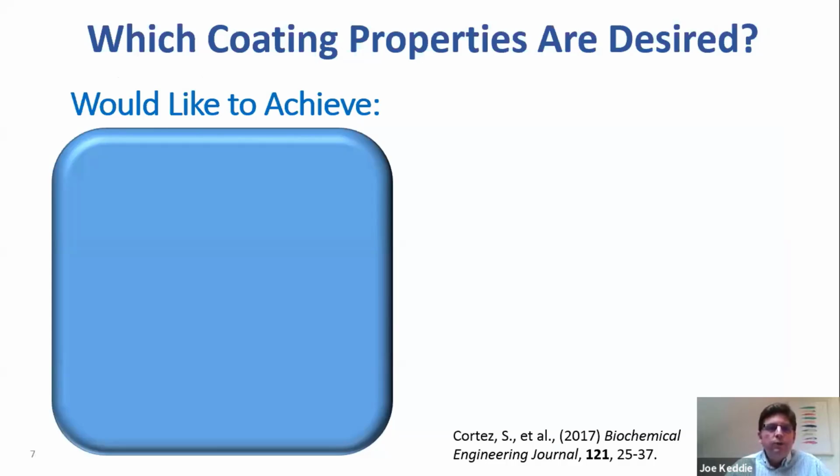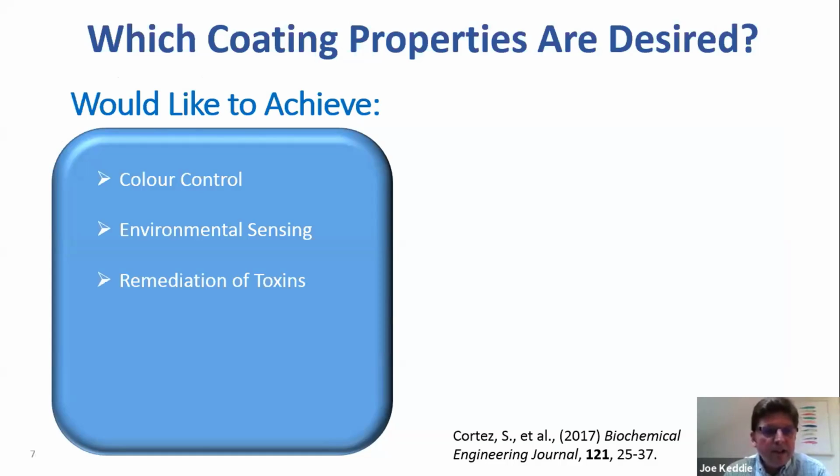What would we like to achieve? Let's try to think of some unusual properties. For instance, could we control color, maybe similar to the chromic coatings I showed you? Could you sense the environment and respond to change?